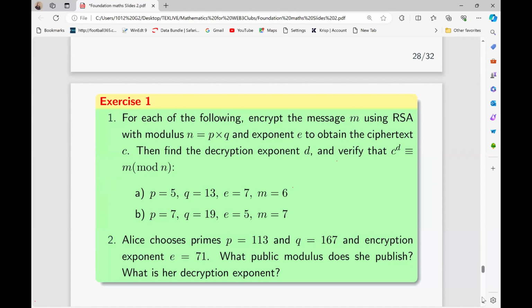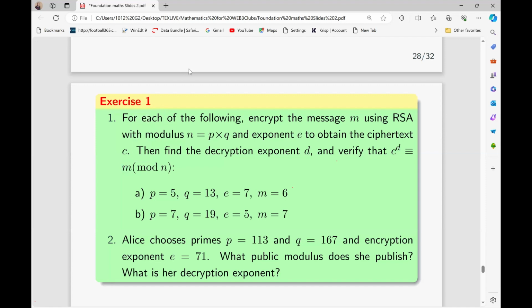This is question one. Question one says, for each of the following, encrypt the message M using RSA with the modulus N and the exponent E to obtain the ciphertext. Then find a decryption exponent D and verify that C raised to D is M.